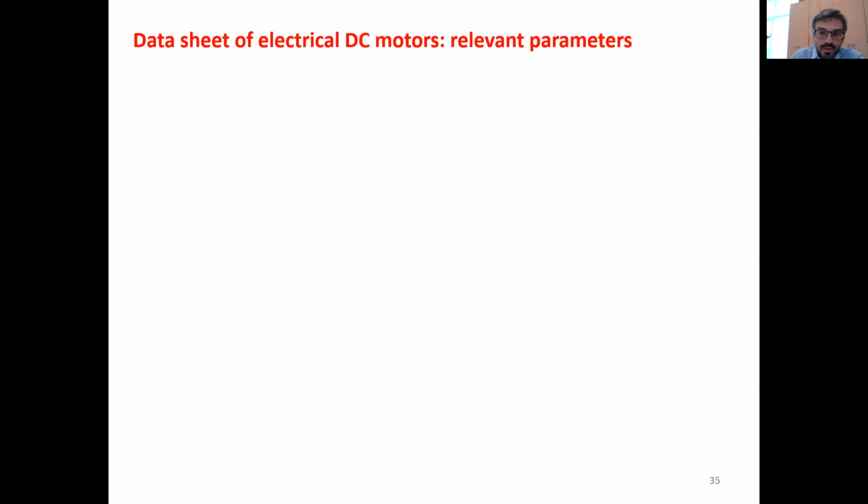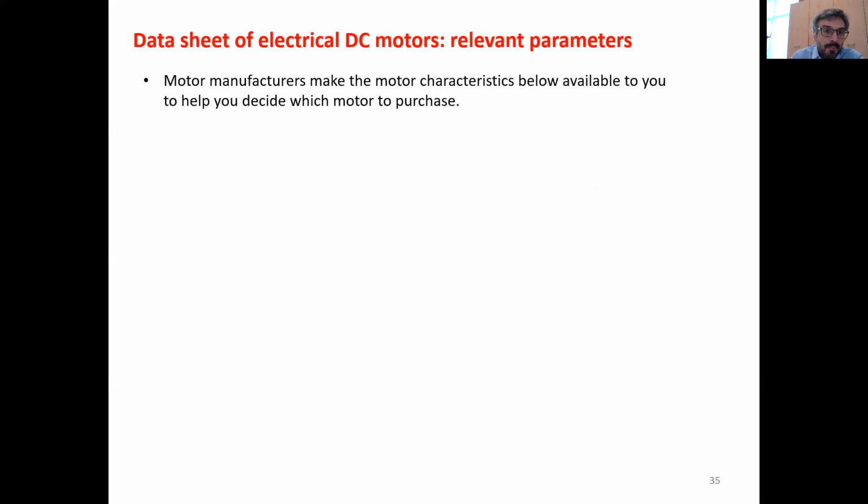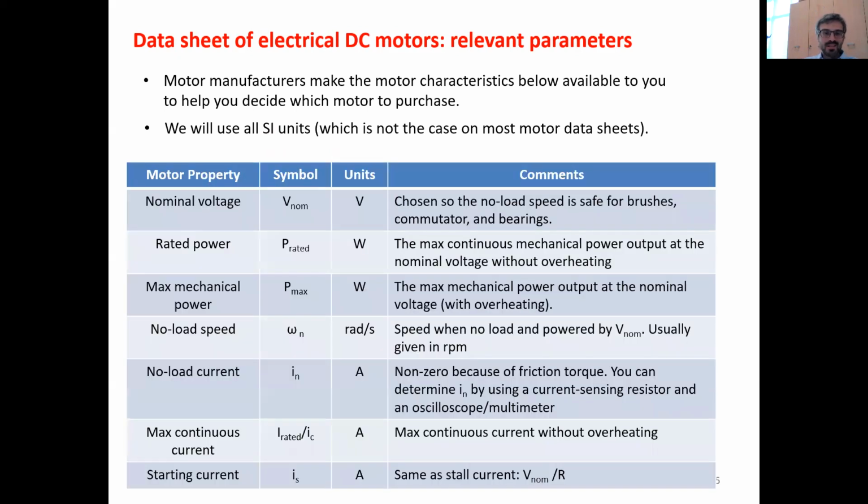So if we summarize all the relevant parameters, these parameters are usually stated in data sheets, the documents that the manufacturers provide you, which are your starting point to select the motor for your actuation system, to design your actuation system. We usually use SI units, but be aware that most data sheets don't use SI units, they use rpm, revolutions per minute. So we have what we call the supply voltage, which is usually called the nominal voltage. And we say this is chosen according to the no load speed or what is safe for the brushes.